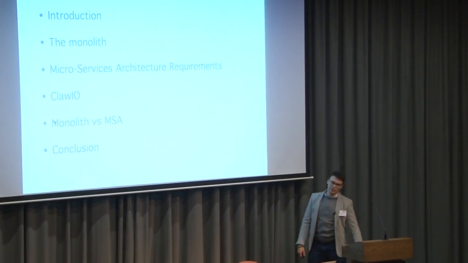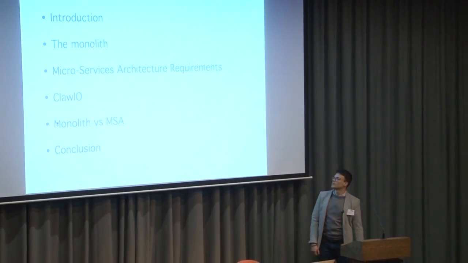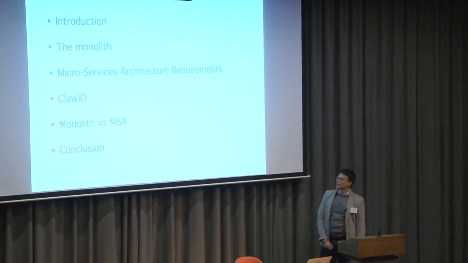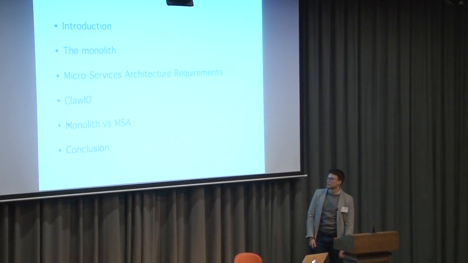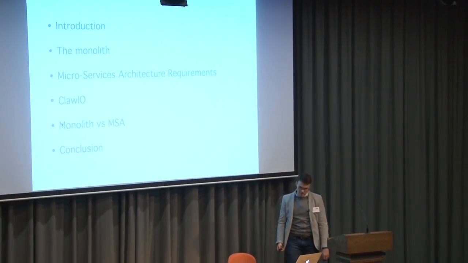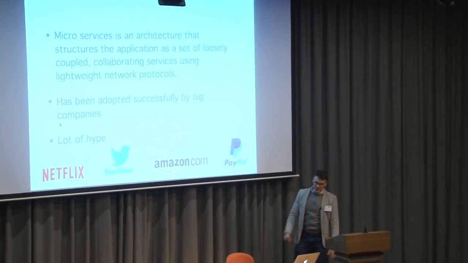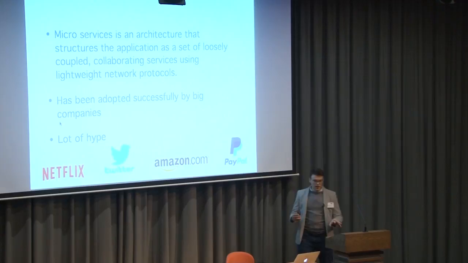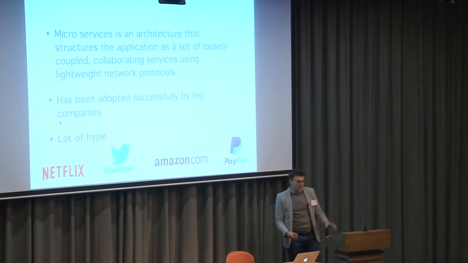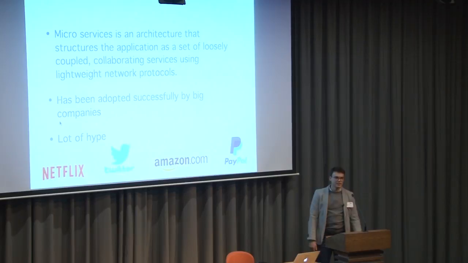I will start with a little introduction to microservices, what is the current monolith, what are the requirements to have a microservice-oriented architecture, what is ClawIO, and what is the comparison between the monolith and the microservice-oriented architecture, and finally some preliminary conclusions. So, microservices is a new architecture that allows to structure the application in very little components that are loosely coupled, so you can really start collaborating between these little services using lightweight network protocols.